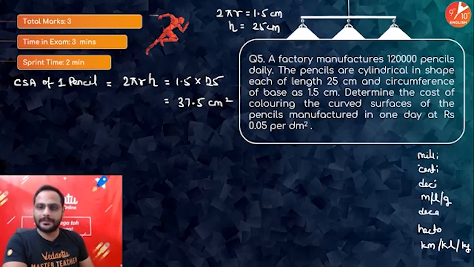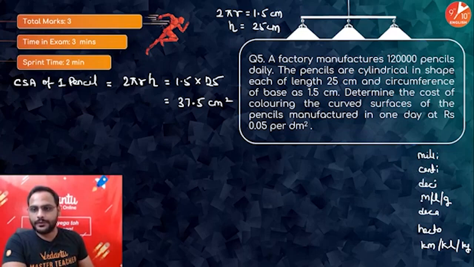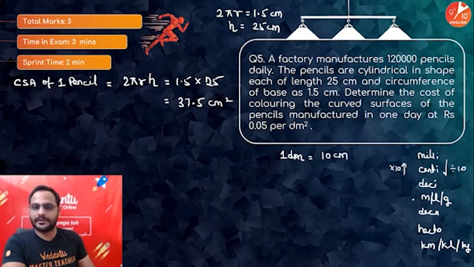When you go up, multiply with 10. 1 centimeter is 10 millimeter. 1 decimeter is 10 centimeter. 1 decimeter is 10 into 10, 100 millimeter. 1 meter is 10 into 10, 100 centimeter. 1 meter is 1000 millimeter and so on. So when you go up, multiply with 10. When you come down, divide by 10. So deci to centi, going down, 1 decimeter is equal to 10 centimeter.